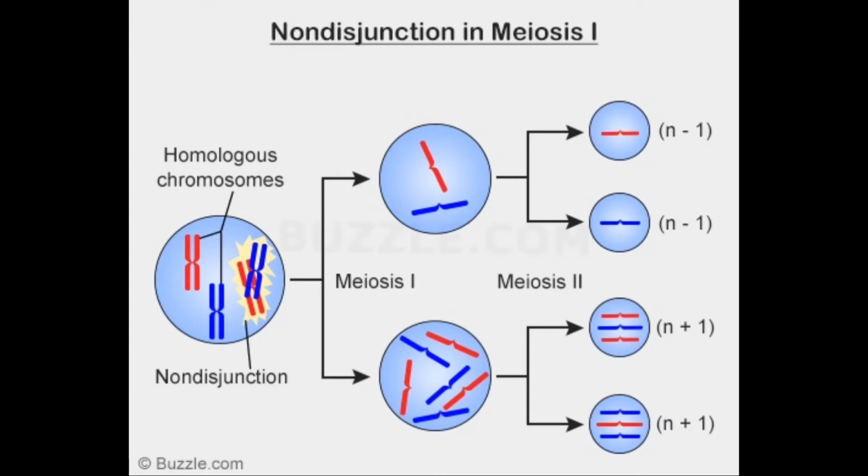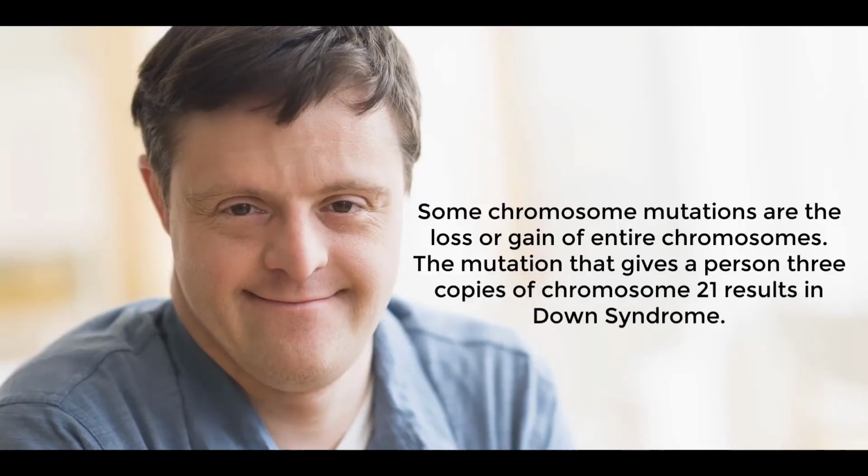In non-disjunction, a chromosome fails to separate from its homologue during meiosis. One gamete receives an extra copy of a chromosome, and the other gamete receives no copies. An example of non-disjunction that results in Down syndrome is shown in this figure.